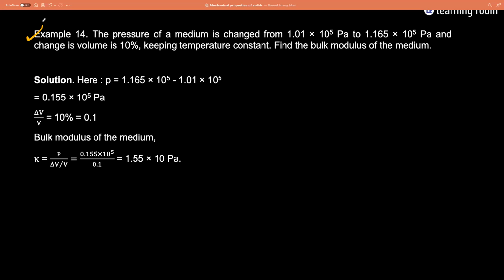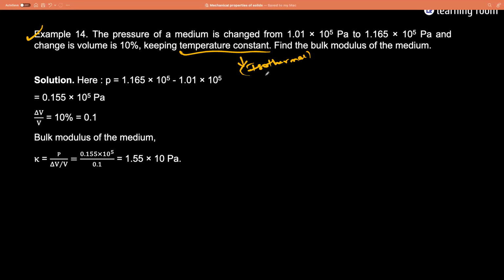So example, we'll see. The pressure of a medium is changed from 1.01 into 10 power 5 Pascal to 1.165 into 10 power 5 Pascal, and the change in volume is 10%, keeping the temperature constant. They use the phrase temperature constant because they are trying to speak about a condition called isothermal condition. You know what is isothermal, right? Iso means same, thermal is temperature. Find the bulk modulus of the medium.